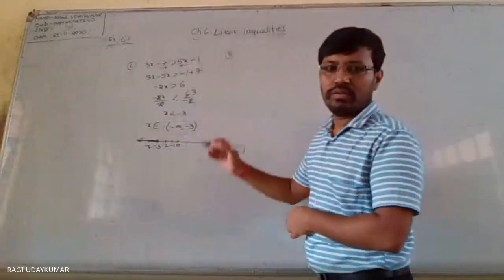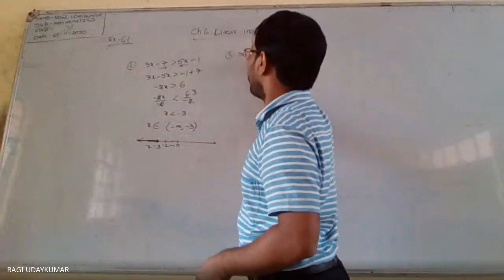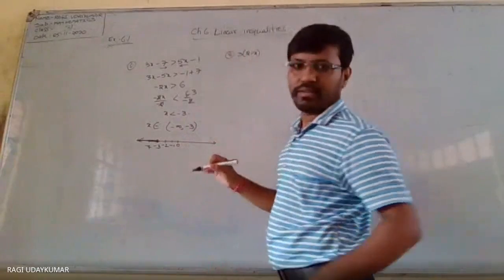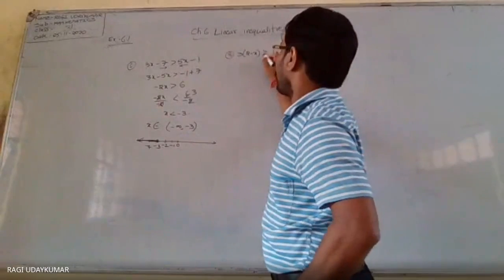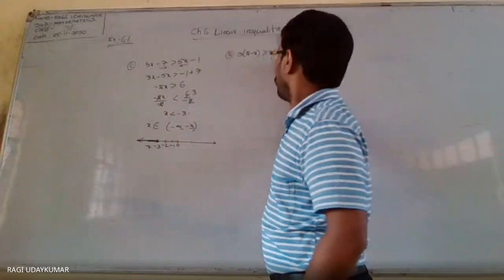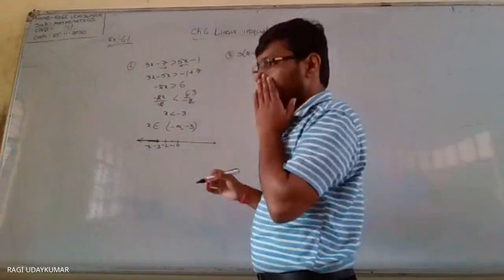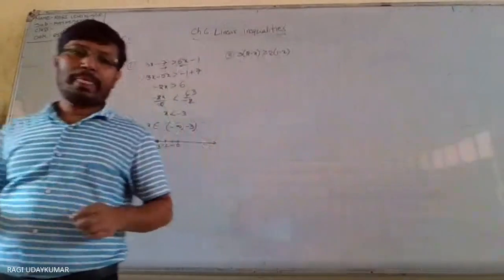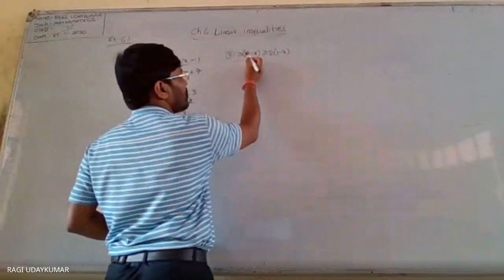3 into 2 minus x is greater than or equals to 2 into 1 minus x. Okay, so what you can do here, 3 multiply.